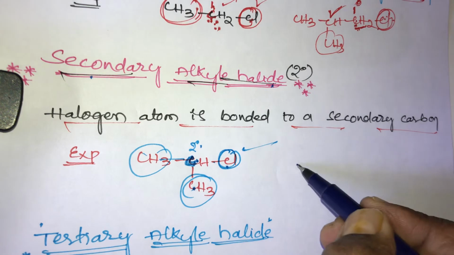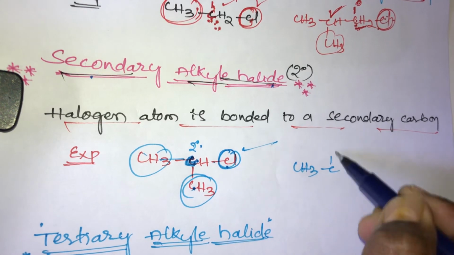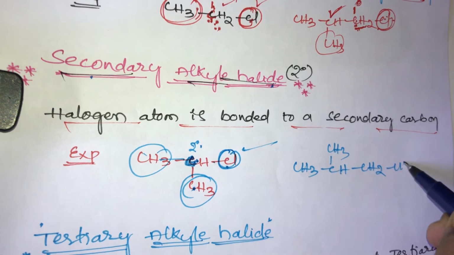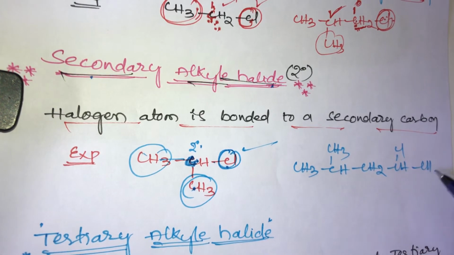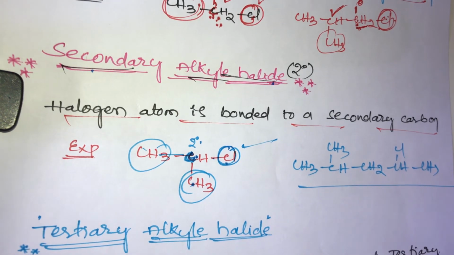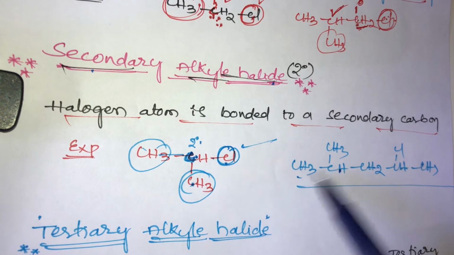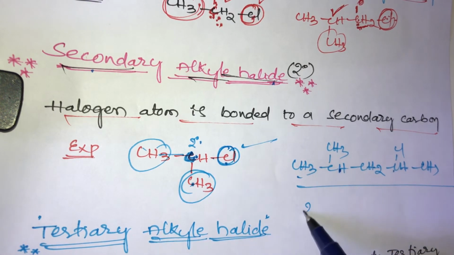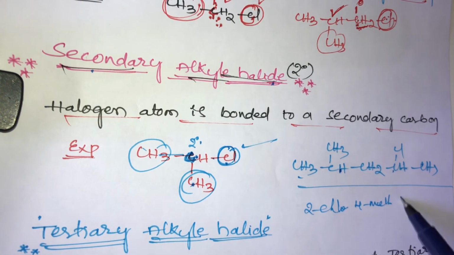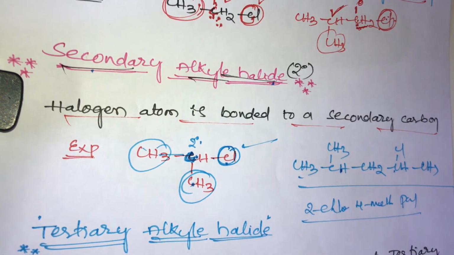Now take another example, CH3, then CH2, then CH, Cl and CH. This is one more example. What about this one, a secondary alkyl halide example? Now number 1, 2, 3, 4, 5. This name is called 2-chloro-4-methyl pentane. The chlorine is present on the second position, 2-chloro-4-methyl-pentane.